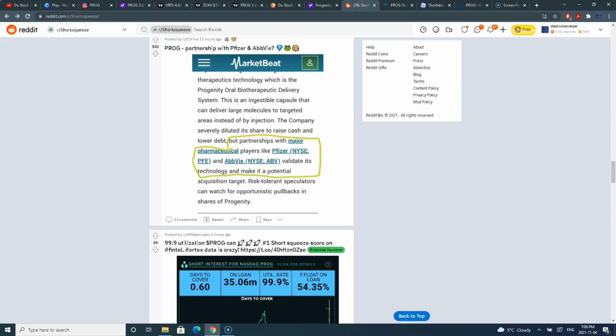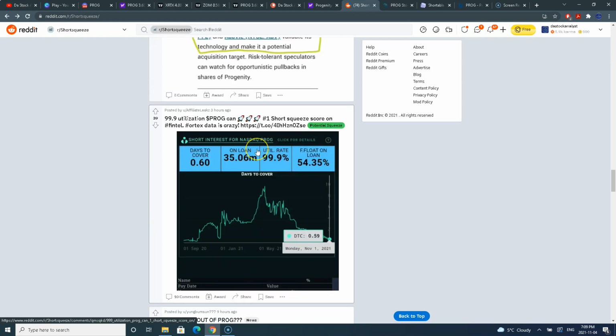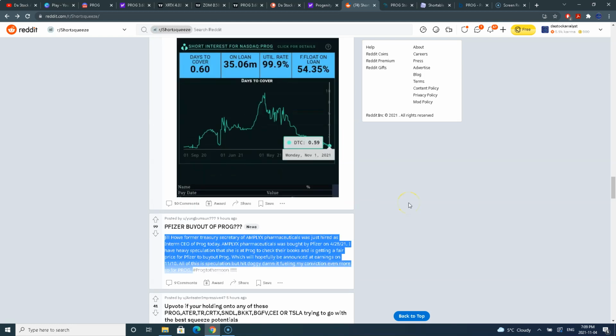Let's have a look. I follow Reddit. Sometimes they bring very good information, not hype, not pumping anything, just sharing. Many people are talking about a possible partnership with major pharmaceutical players like Pfizer and AbbVie. We do not know, but many people are talking about it. Also, if you look at the short interest, the shorts have only 0.6 days to cover, 99.9% utilization rate, almost 100%, and the short interest is 54%.